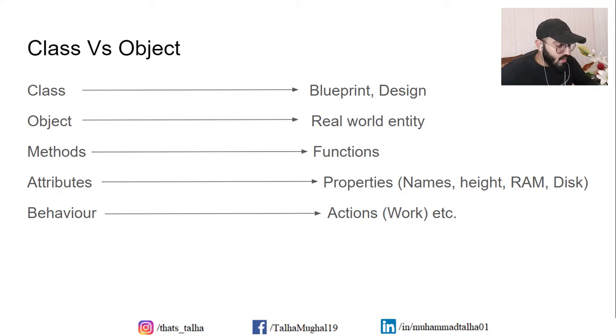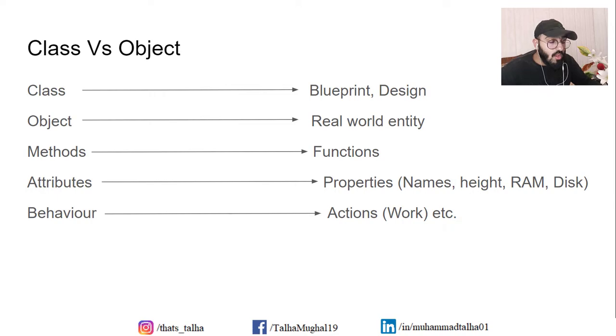Now similarly, we have something called an object, and to understand what an object is, we can refer to it as a real world entity. Now this entity can be anything. It can be a laptop, mobile device, food, a piece of clothing, or even a human itself.